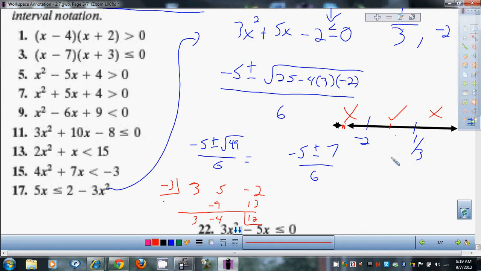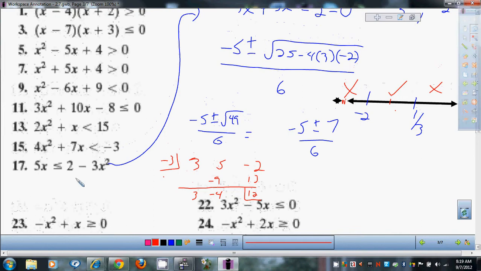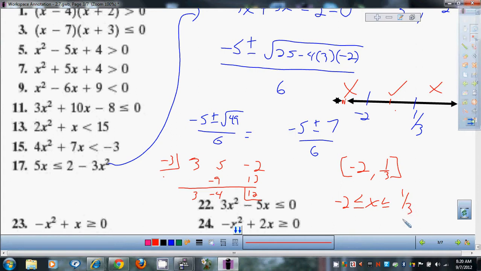No. So our answer, again, you can put it domain style. Let's see, this was with an equal sign. So negative 2 to 1/3 would be one way to write it. Or you could write negative 2 is less than or equal to x is less than or equal to 1/3. Either one of those would suffice as your answer. The only place to satisfy this equation was in that little piece of domain.